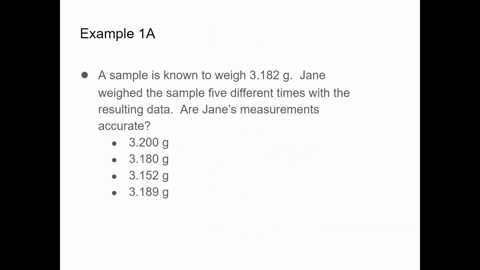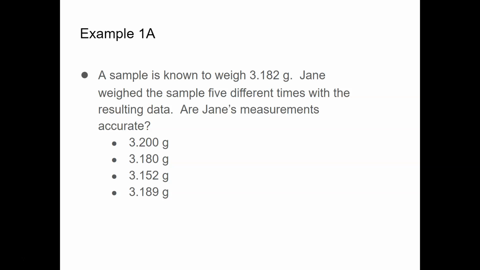So for example, the sample is known to weigh 3.182 grams. Jane weighed the sample 5 different times with the resulting data. Are Jane's measurements accurate? So if we start looking at this, if we add up these measurements, 3.200 plus 3.180 plus 3.152 plus 3.189, we get an average of 3.180. So that's our experimental value, 3.180.